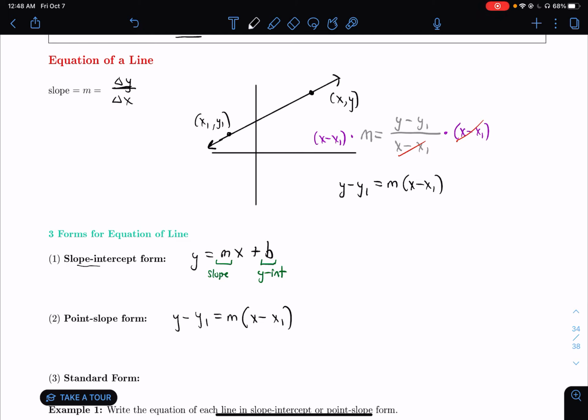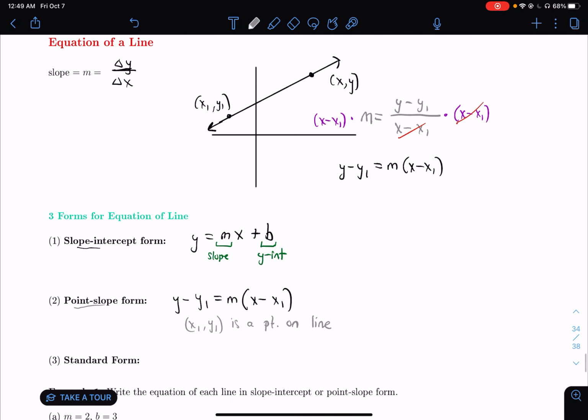In this formula, m is still the slope, but x1, y1 is a point on the line. In fact, it could be any point on the line. Point-slope form is really powerful because usually in calculus, it's a lot more common to be given a point on the line than it is to be given the y-intercept. So usually setting up point-slope form ends up being quicker than getting to y equals mx plus b form.